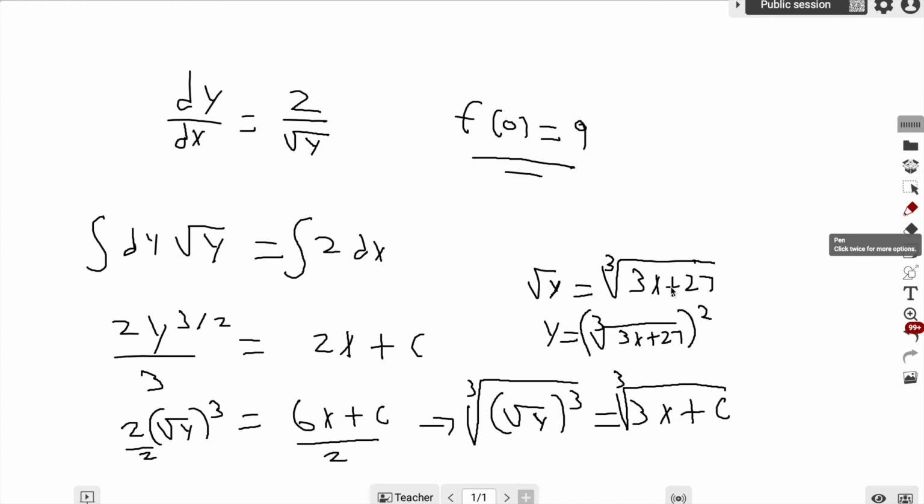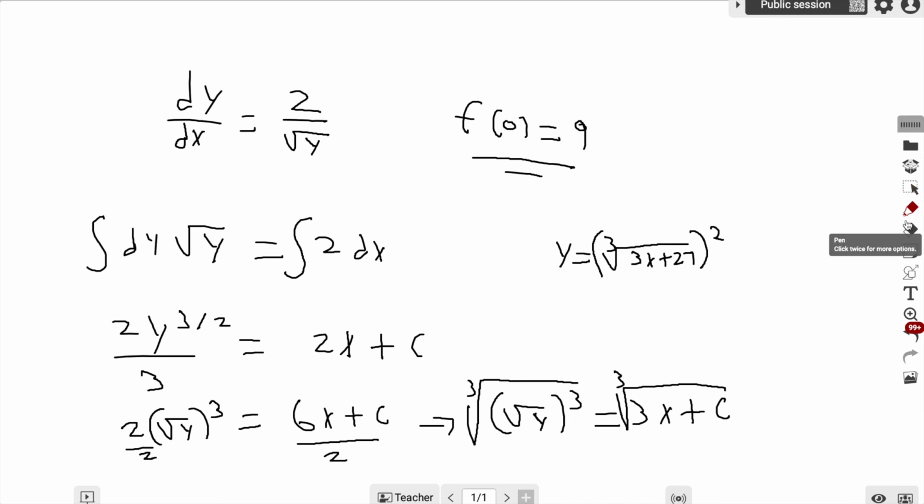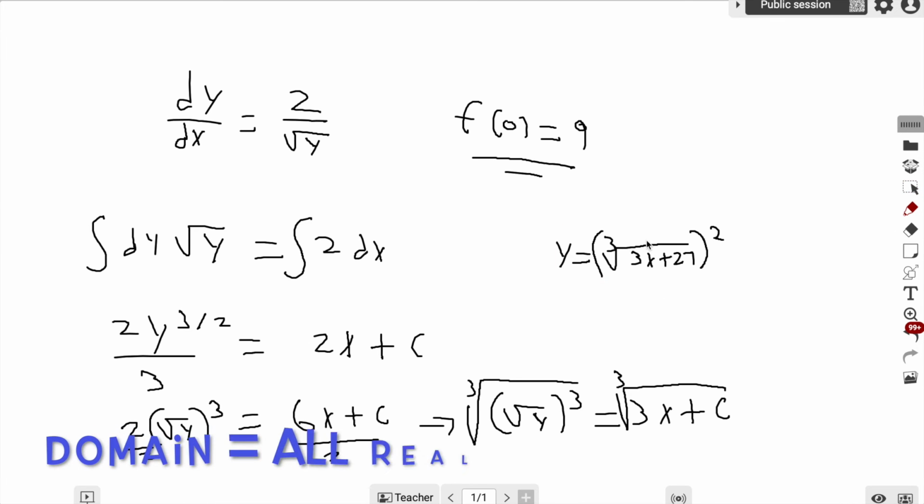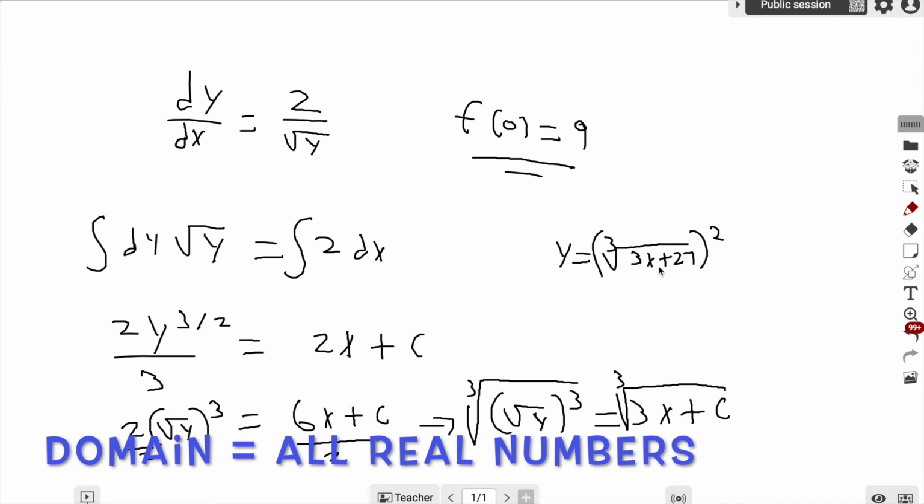Perfect. That is it. So in this particular scenario, our domain would be all real numbers. Let me also clear this up for you guys. Again, as I mentioned, our solution, or our domain here, would be all real numbers.